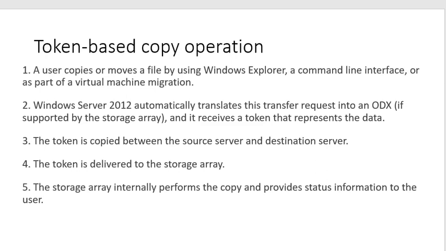Token-based copy: the journey is these 5 steps. A user copies or moves a file by utilizing Windows Explorer or through the command line. Windows Server 2012 automatically translates this into a request supported by the array. A token gets issued for copying the data between the source and target, and the token is delivered to the storage array. And the last step is that the storage array internally performs the copy and provides status information to the user. That's all we have for today.